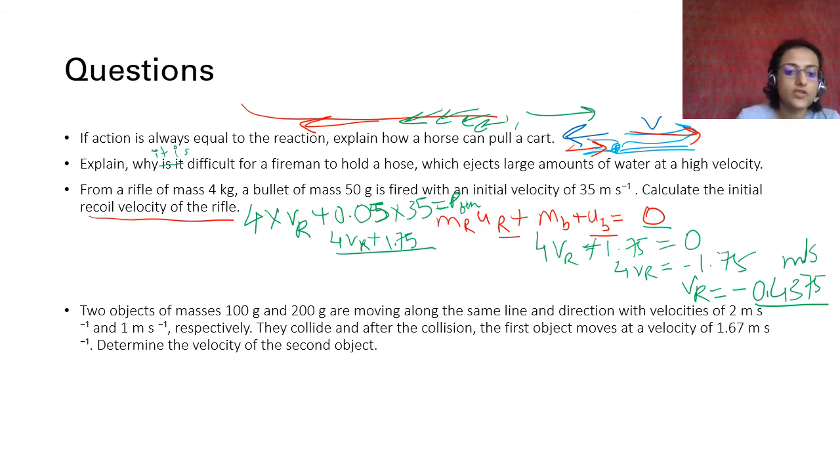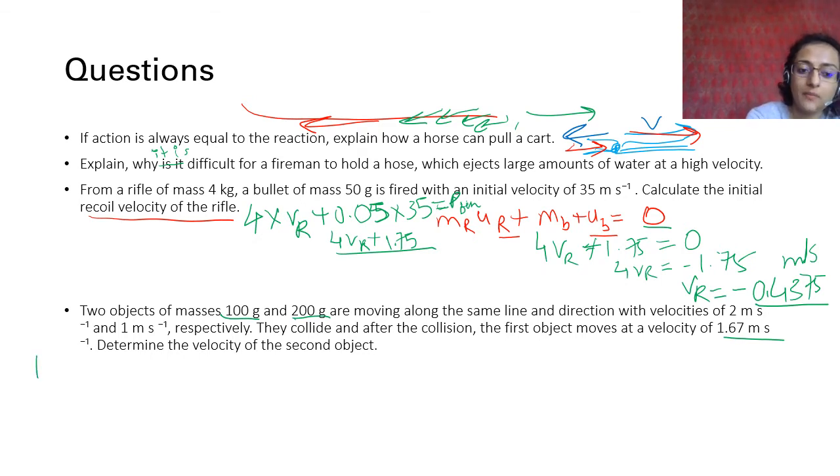Okay. Two objects of masses 100 gram and 200 gram are moving along the same line and direction with velocities 2 meter per second and 1 meter per second respectively. Okay? They collide and after collision, the first object moves with a velocity of 1.67 meter per second. Determine the velocity of the second object. Very simple, again, law of conservation of momentum.